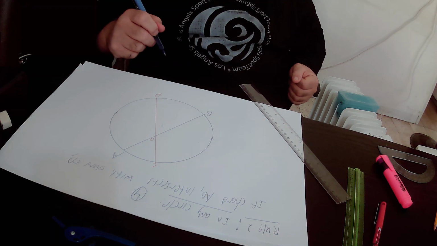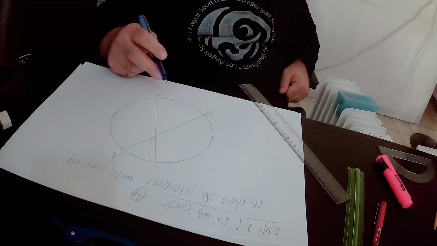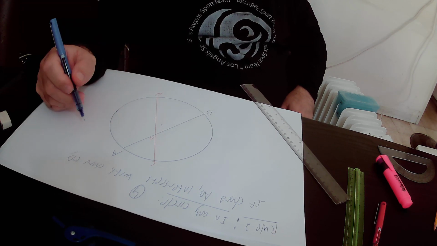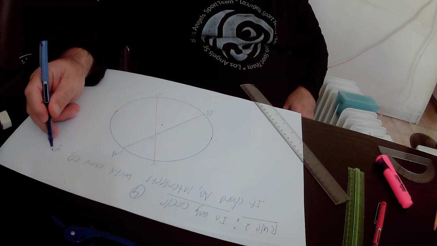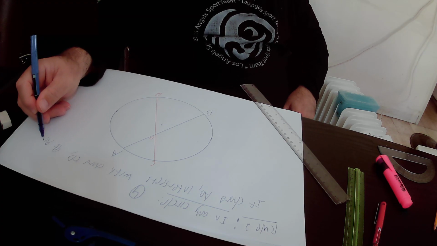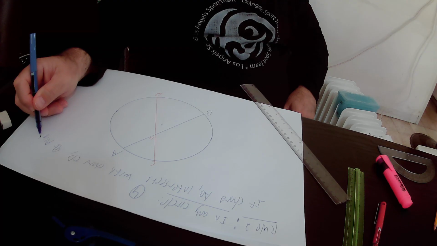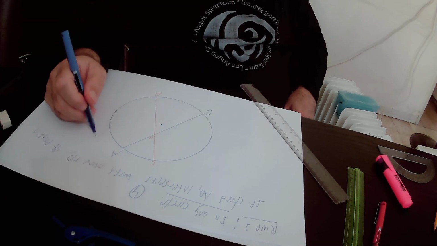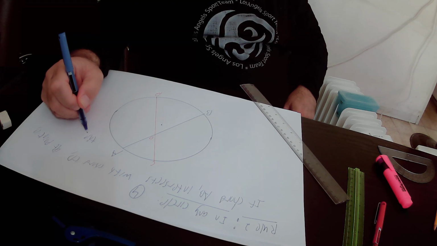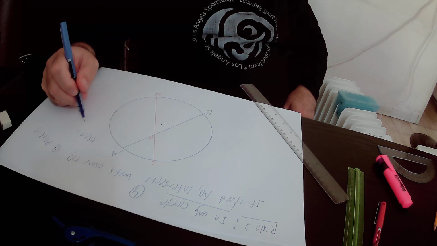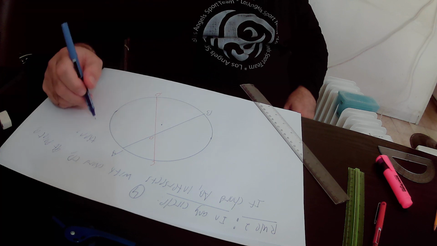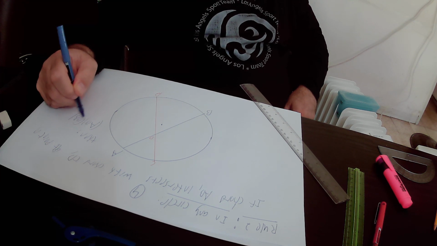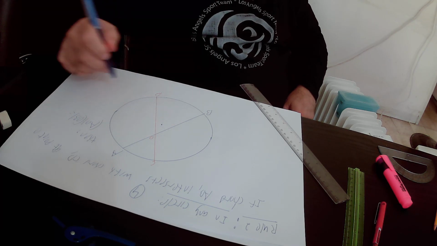and the intersection point occurs at point O, point O is the intersection point between the two chords, then the following equation will be true: AO times OB equals CO times OD.